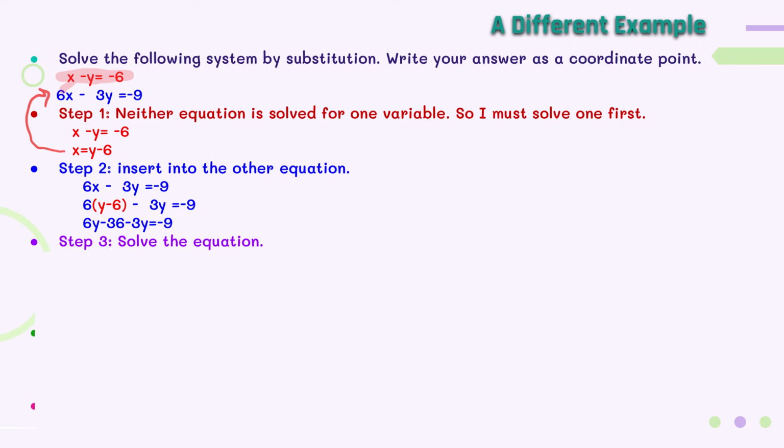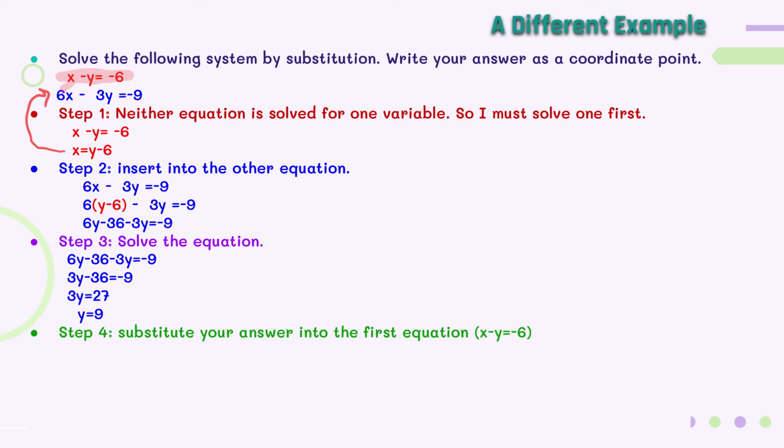The next step is to solve that equation. So that was the equation. I get 3y minus 36 when I combine like terms equals negative 9. When I add 36 to both sides, I get 3y is equal to 27. And then I get y is equal to 9.